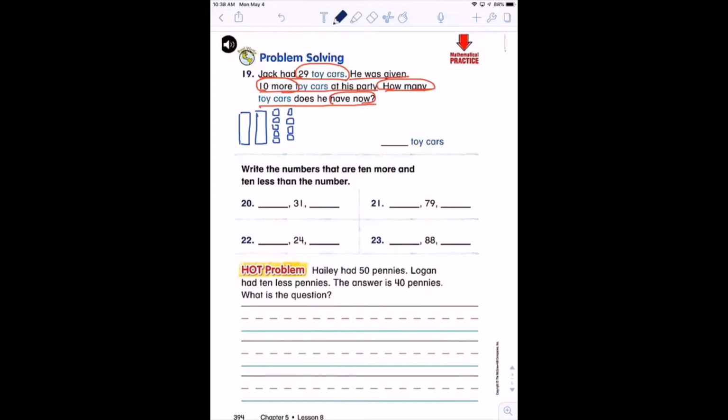But at his party, he got 10 more cars. That means I need to draw another group of 10 plus 10 more. Okay, so now if I put all of my groups of 10 together, it would be this group and this group right here. Okay, so how many groups of 10 do I have? 3. Okay, how many ones? The ones didn't change. It stays the same. So that would be 39 toy cars.